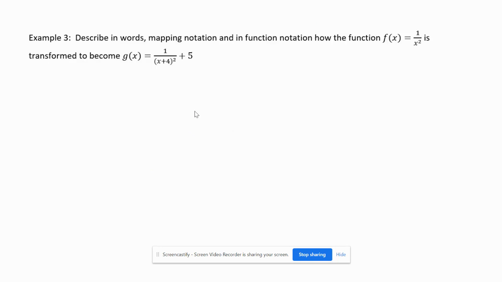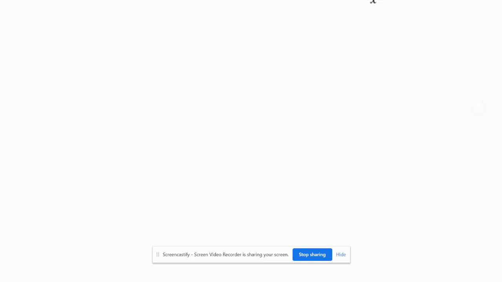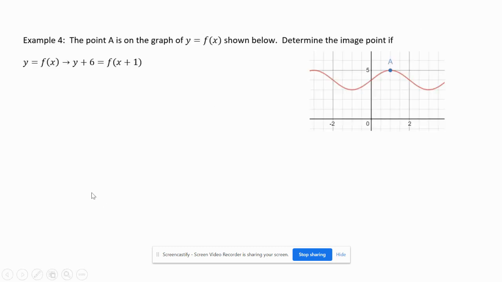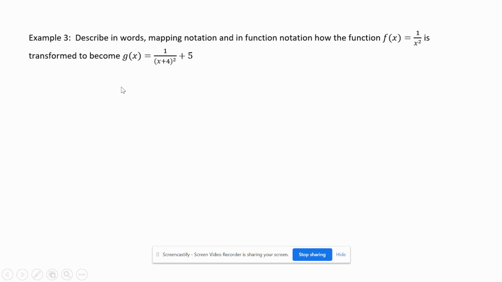Okay, example 3. Describe in words, mapping notation, and in function notation, how the function is transformed to become g of x. Right, so first thing, in words. Actually, I'm going to change my mind. I'm going to do function notation first. So for function notation, here's function notation. What I've done is, compared to my f of x, I've replaced this x with x plus 4. So it's x plus 4 like this, okay? So here's function notation.